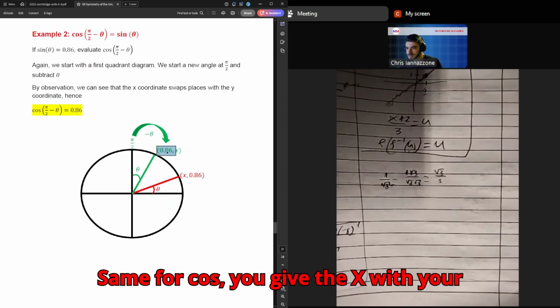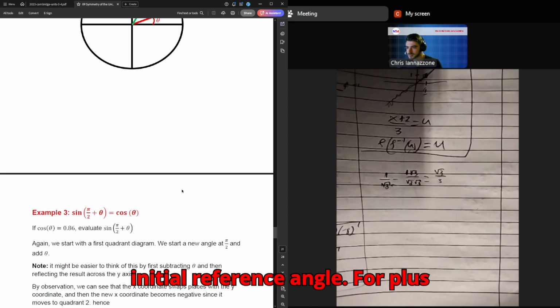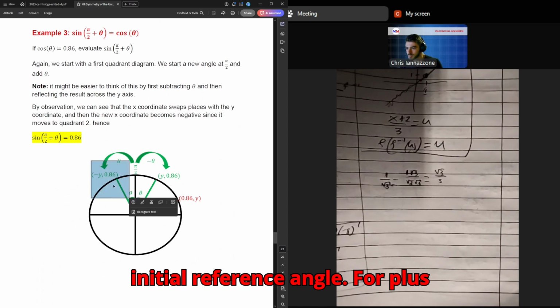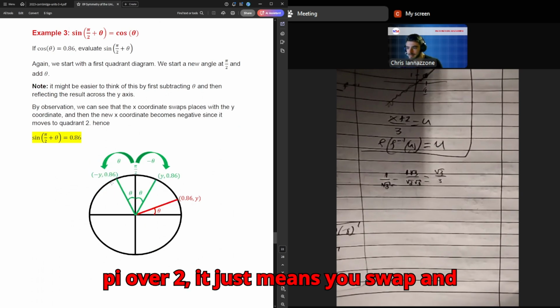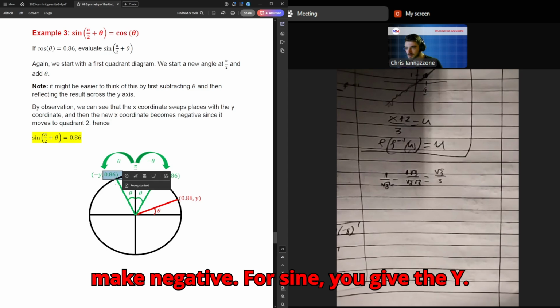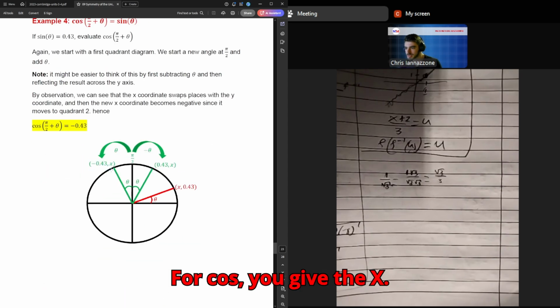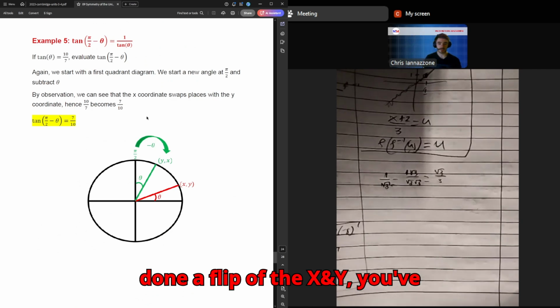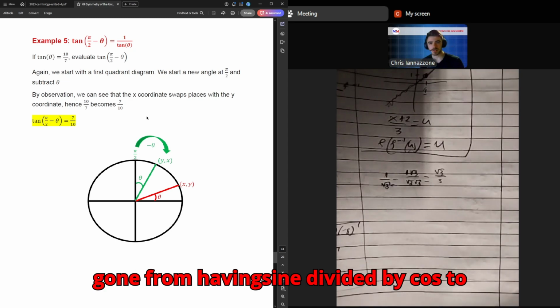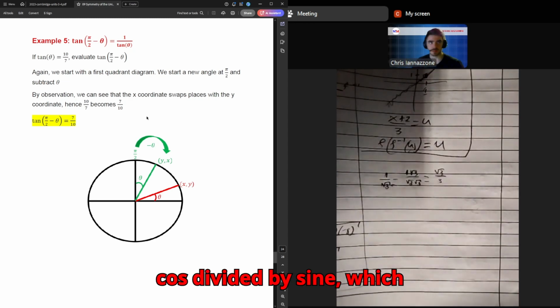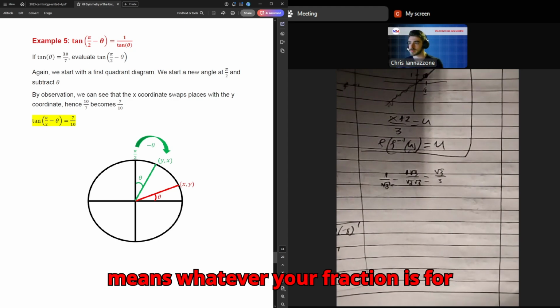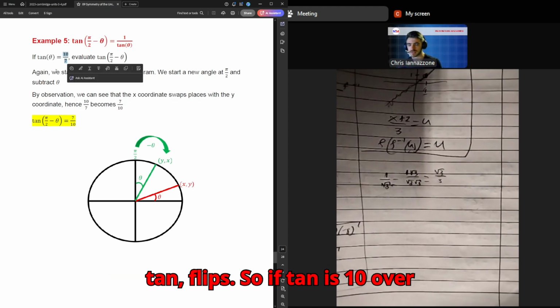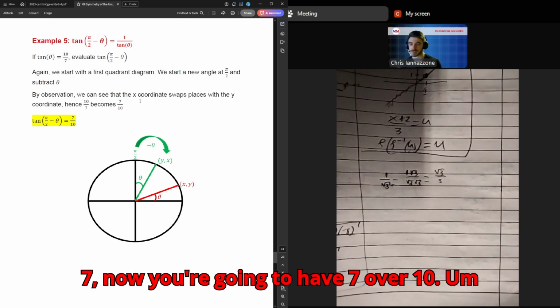Same for cos, you give the x with your initial reference angle. For plus pi over 2, it just means you swap and make negative. For sine, you give the y. For cos, you give the x. And then the tan ones. So because you've done a flip of the x and y, you've gone from having sine divided by cos to cos divided by sine, which means whatever your fraction is for tan flips. So if tan is 10 over 7, now you're going to have 7 over 10.